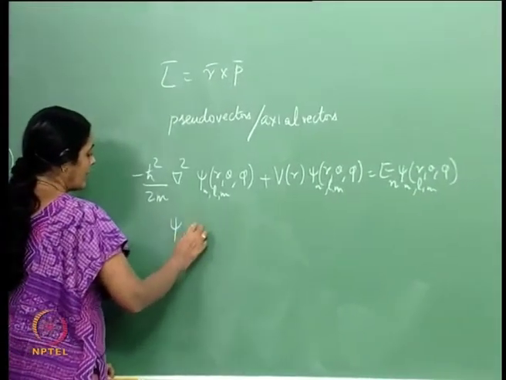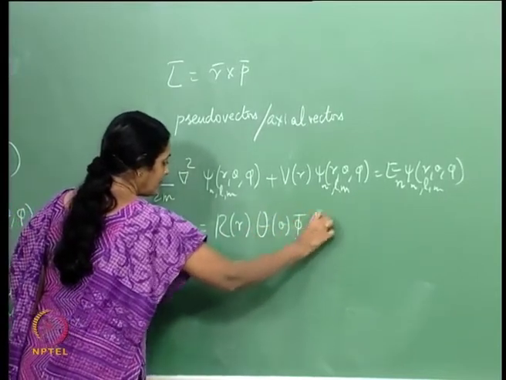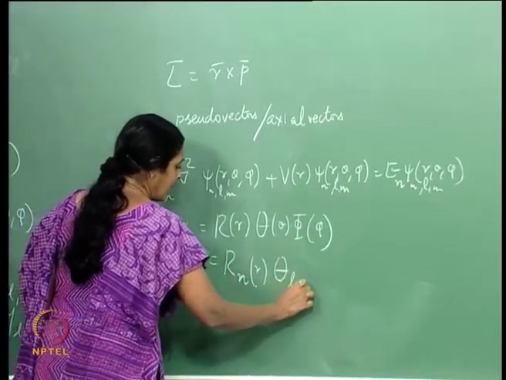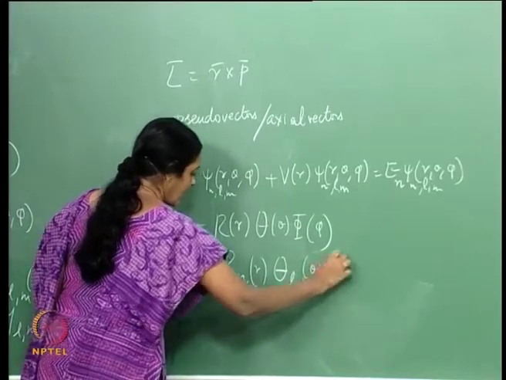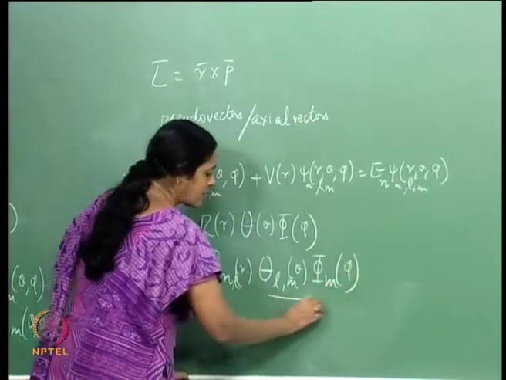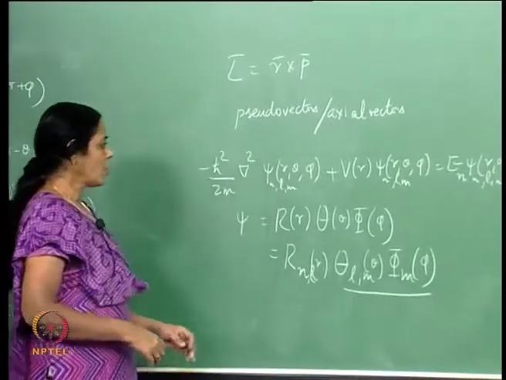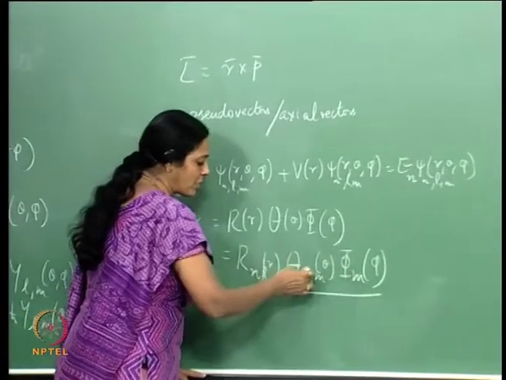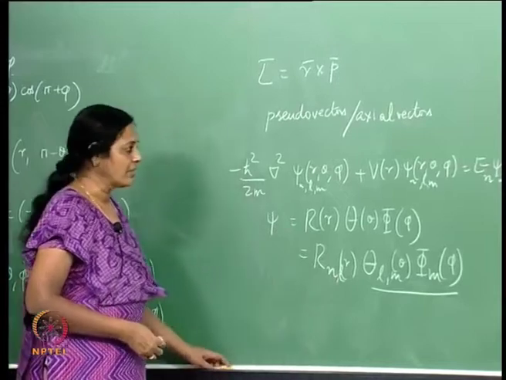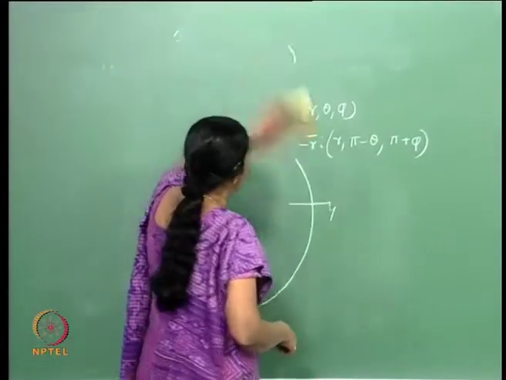And if I wrote psi as R of r, Theta of theta, Phi of phi, in fact it would be R_nl of r, Theta_lm of theta, Phi_m of phi. And this is the part that we have already looked at, and we need to worry about what the radial equation is. But on the other hand, even as m and l got related, l and n will get related once we solve the radial equation. This leads us to a very important and interesting application right away.